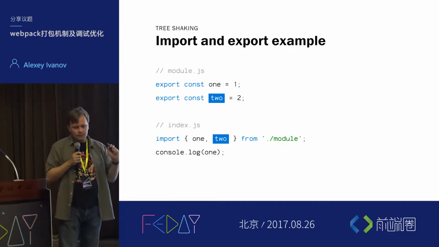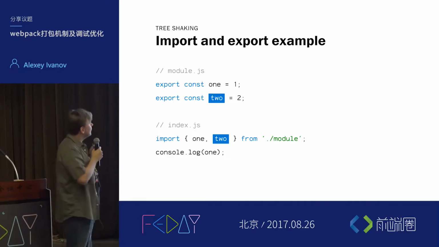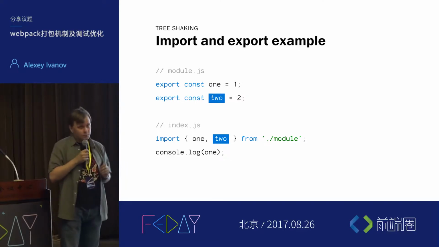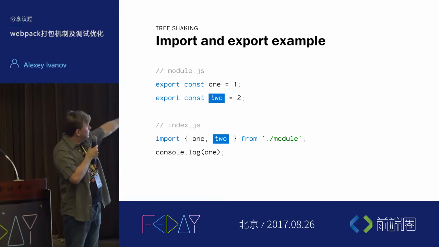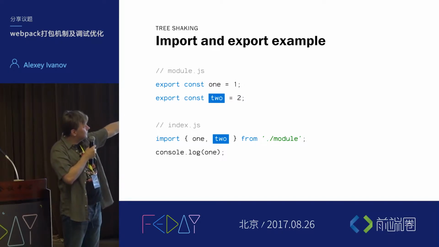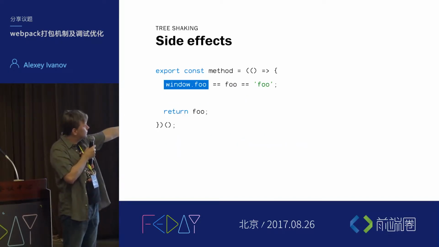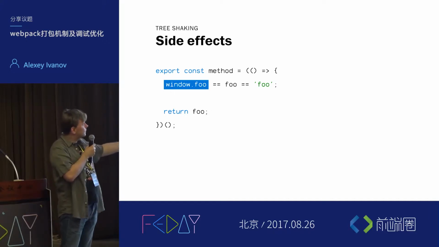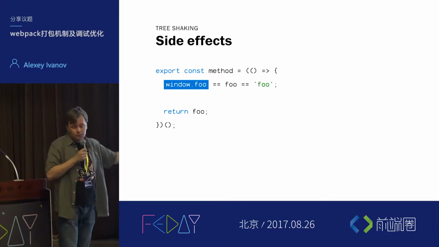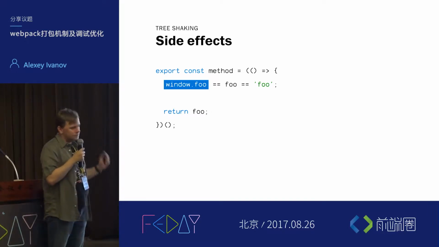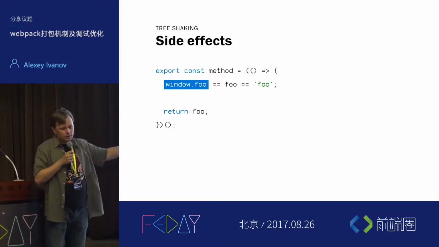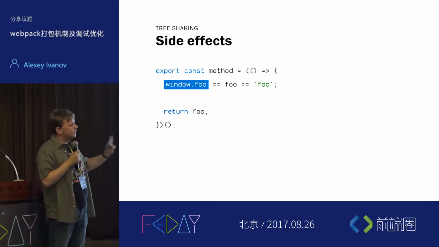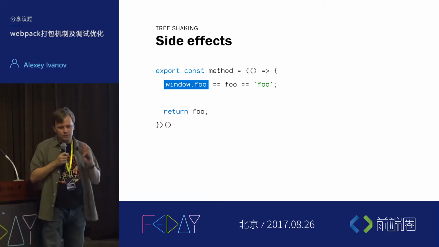But it's not so easy in practice. In practice, we have side effects. For example, if we have code like this, an export of some method that was the result of a function evaluation, this function can have global side effects. For example, it can add something to a global variable like window. And this way, if we just remove it, our bundle can break something. So we can't just remove it. So how can we safely remove it?